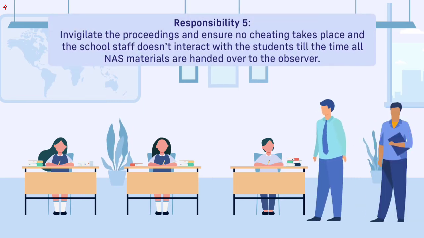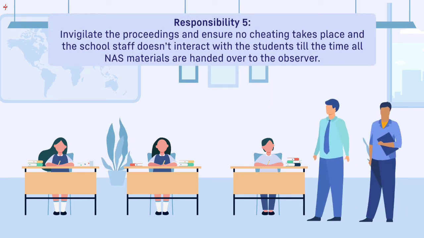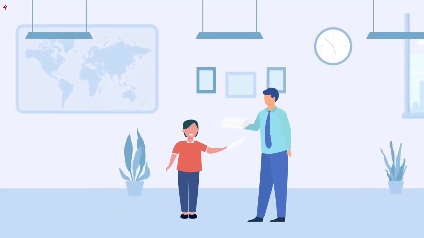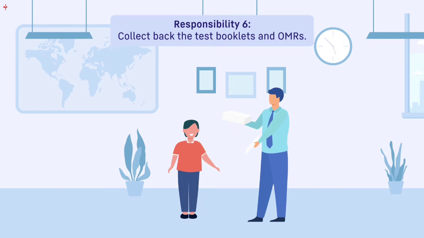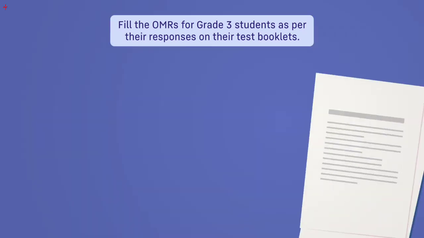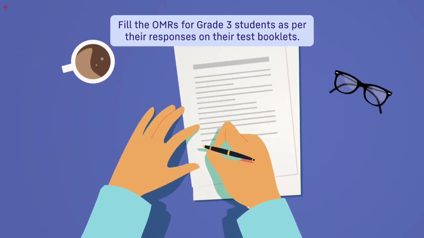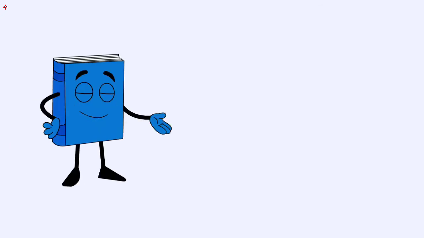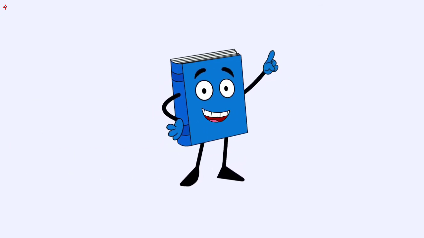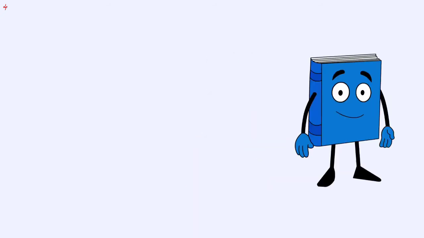Once the survey has started, you will invigilate the proceedings and ensure no cheating takes place and the school staff doesn't interact with the students till the time all NAS materials are handed over to the observer. Once the survey is complete, FIs will collect back the test booklets and OMRs for grade 3 and 5. FIs will fill the OMRs for grade 3 students as per their responses on their test booklets. Ensure that no other staff is present or interferes while you are transferring responses from the booklet to OMRs.